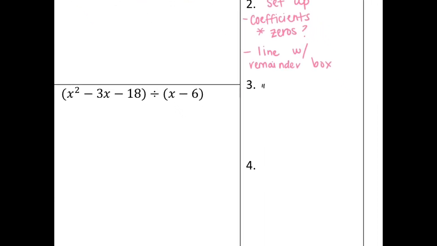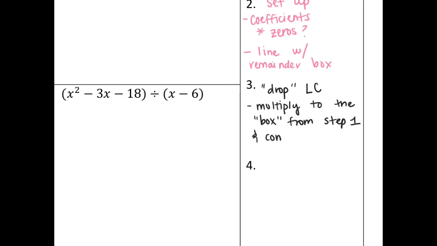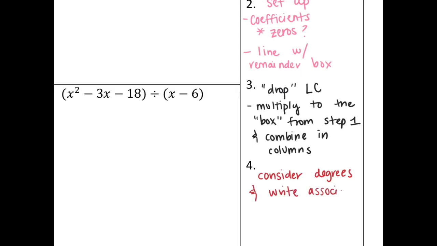Let's write that down. So for step 3, drop the leading coefficient. Multiply by the box from step 1, add in the columns, then start over. It's always going to be multiply by the box, add in my column, multiply by the box, add in my column, multiply by the box, add in my column. After that, consider the degrees and then write your solution, which is what I was trying to start doing. But writing steps is important.